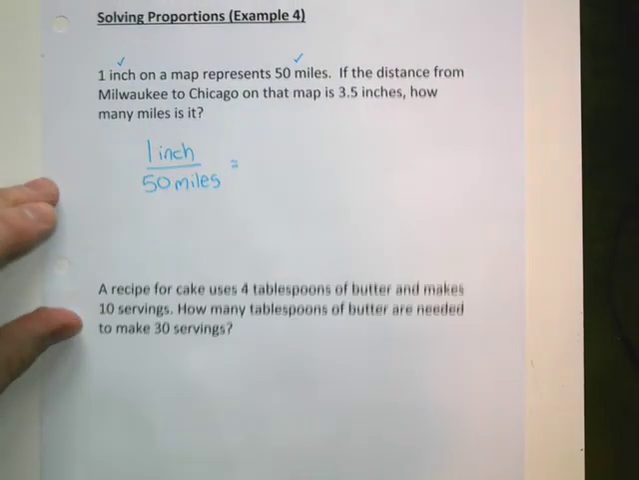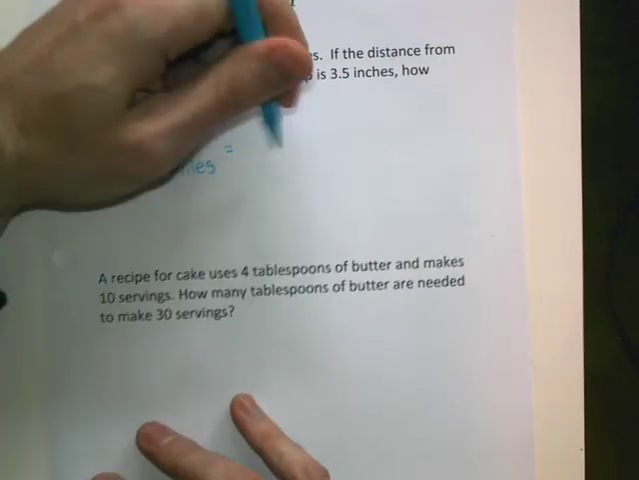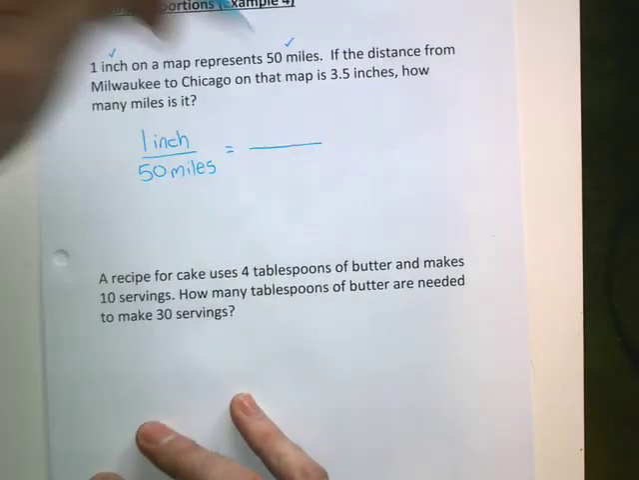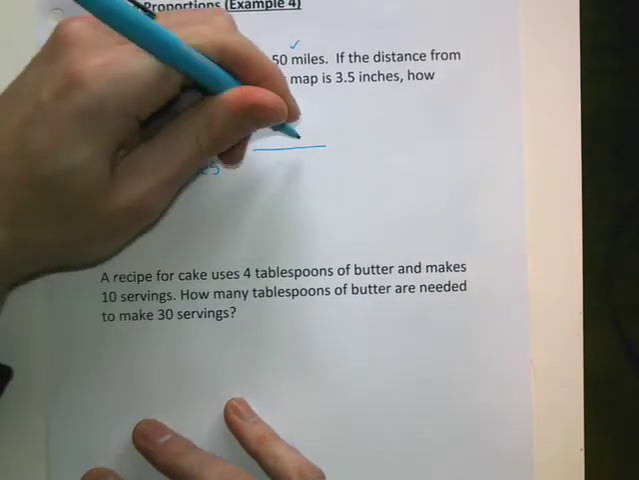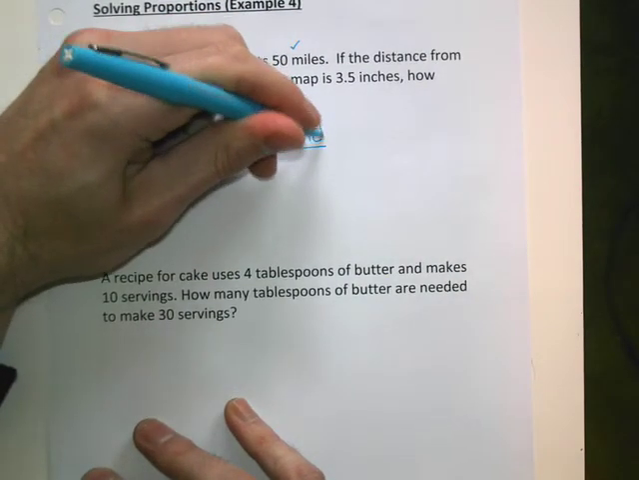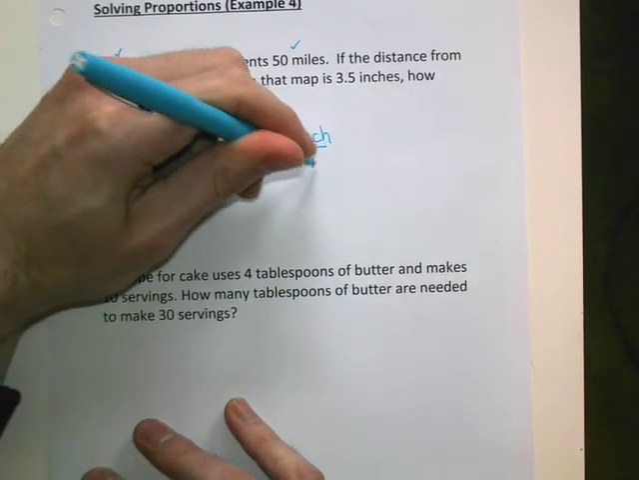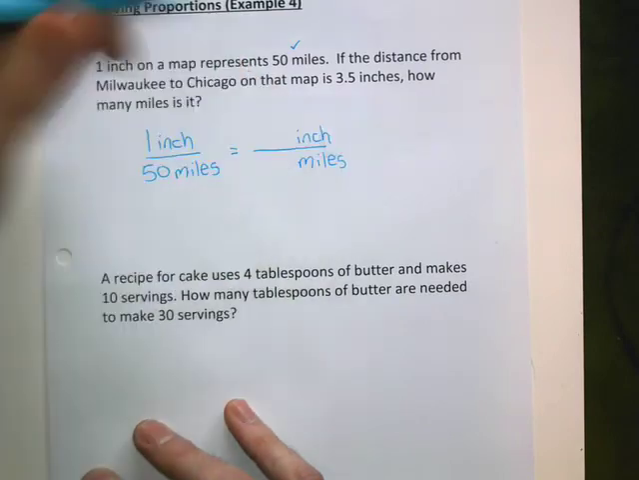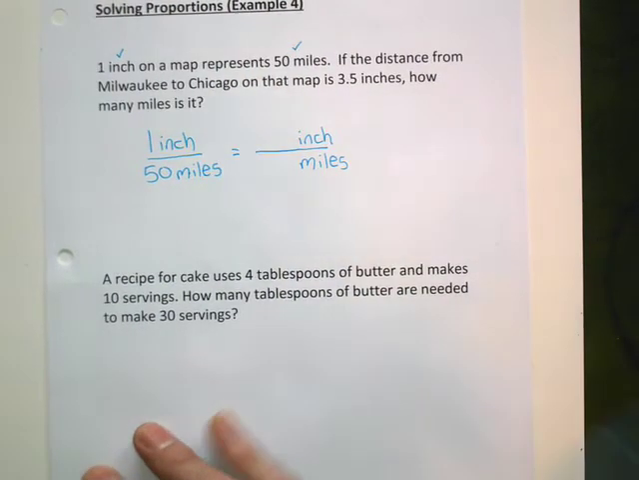To set up your next ratio, you want to make sure that your units are the same. Okay? So if I have inches on the top here, I need to have inches in the numerator here. If I have miles in the denominator here, I need to have miles in the denominator here. So I should have inches to inches, miles to miles. Okay? So let's see what the question is asking.